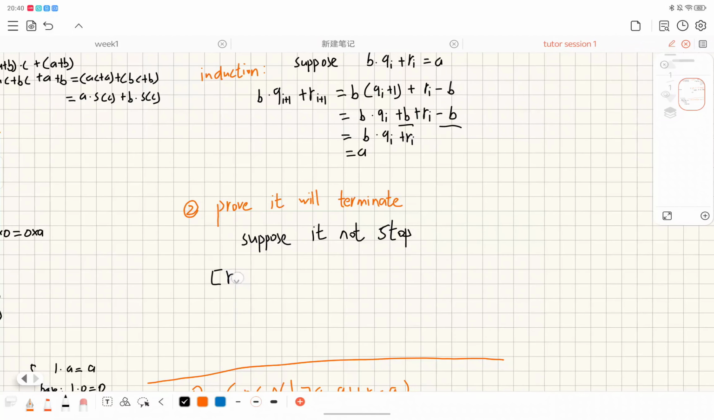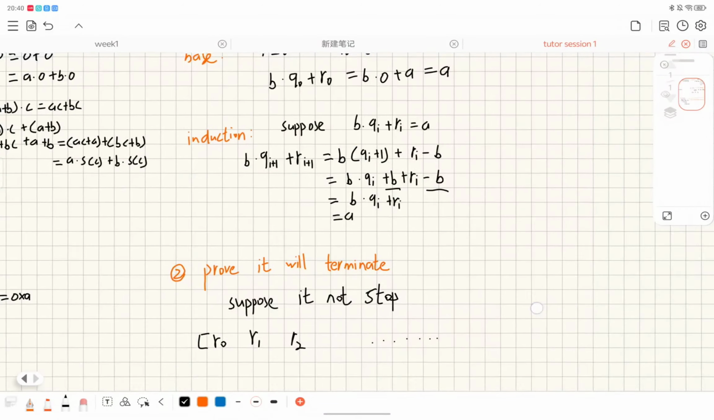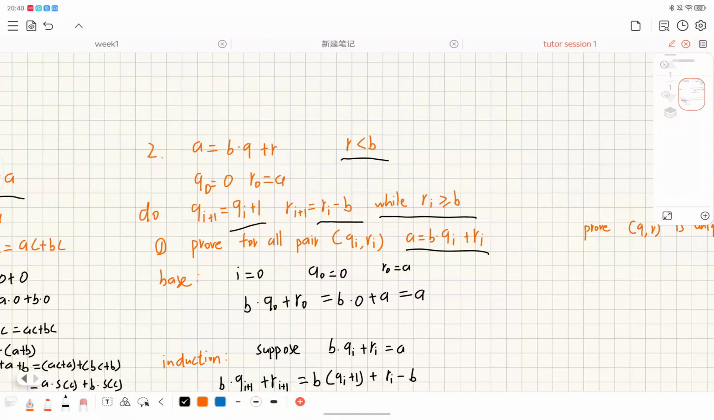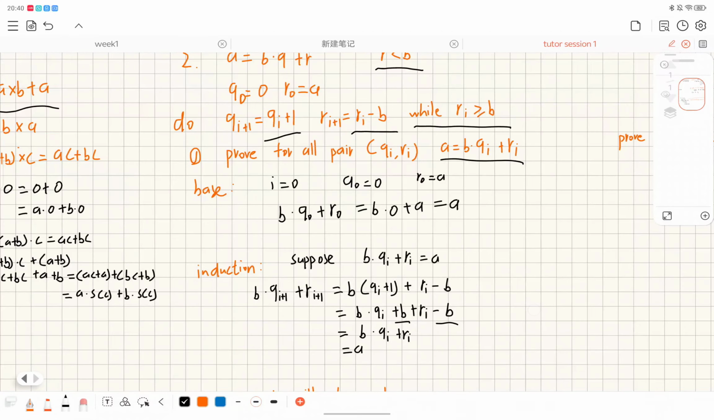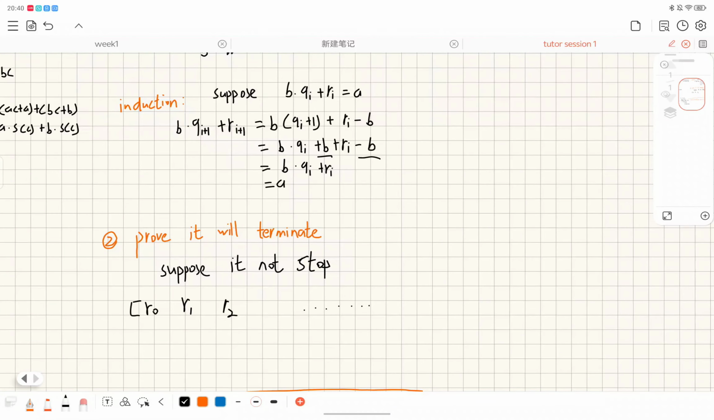We will have a sequence R0, R1, R2, and so on. And here we know that Ri plus 1 equals Ri minus B, and B is larger than or equal to 1. So we know that Ri plus 1 is always smaller than Ri. So we can set R3 and so on. And suppose it does not stop. This sequence is infinite. We make an infinite decreasing sequence, and we know that this is impossible. So we know that this supposition is wrong, and we know that this one is true.